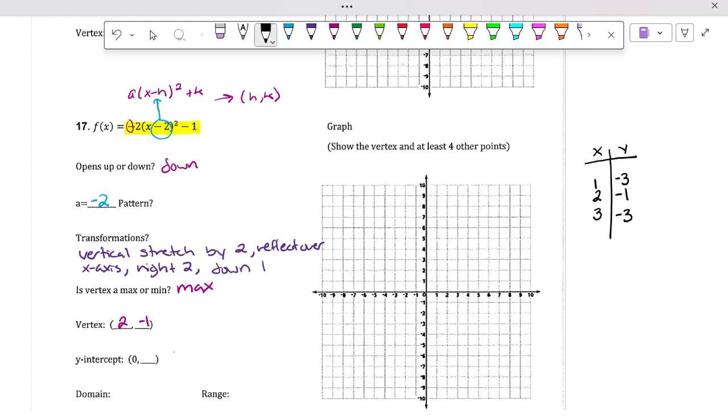Now, I typically want at least 5 points. So I'm going to do another one. I'm now going to do a distance of 2 from the vertex. So I'm going to subtract 2, and then I'm going to add 2 to 2. So this will be 4. All right. So I'm going to put 4 in for x in my function. So what's 4 minus 2? 2. All right. What's 2 squared? 4 times negative 2? Minus 1. Negative 9. So here and here.